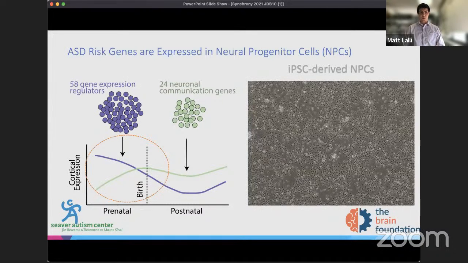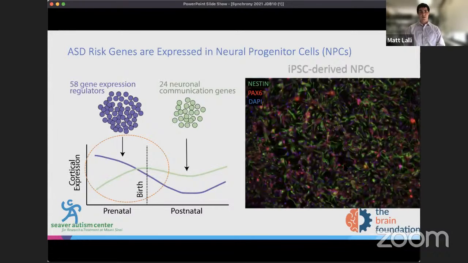And we've done that using the iPS cells. So here I'm showing the neural progenitor cells that we've differentiated from the iPS. This is what they look like by bright field. And then we can stain them for various markers of neural progenitor cell identity, which is shown here. So we've generated these, and this will form the basis for our assays to study the function of ASD risk genes because it matches their developmental expression.